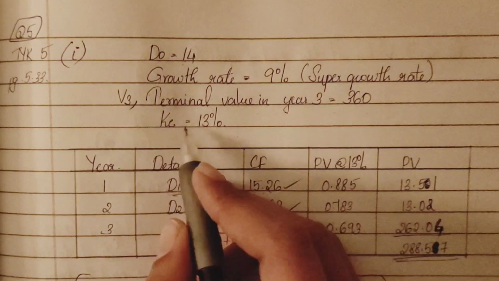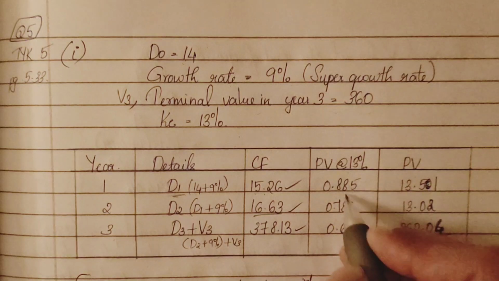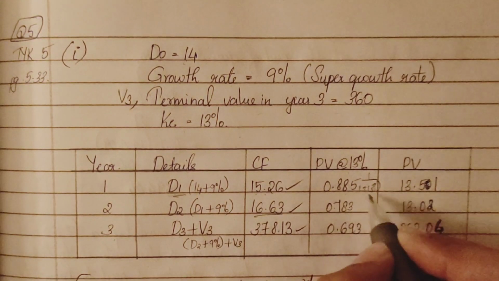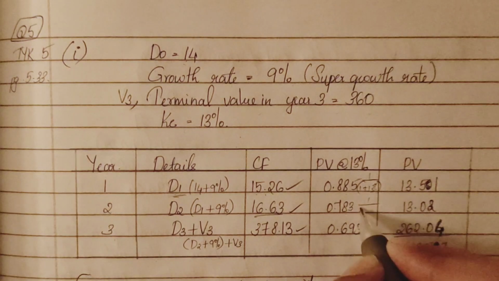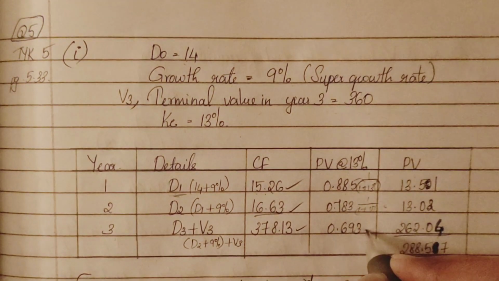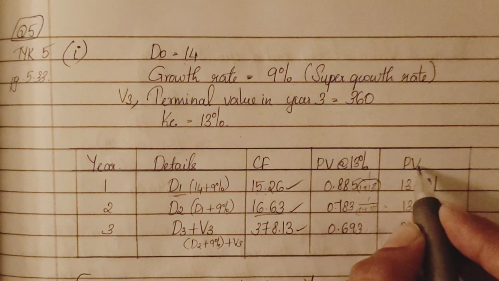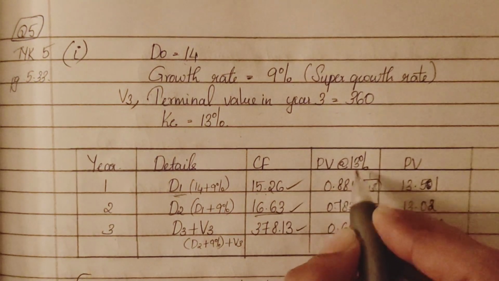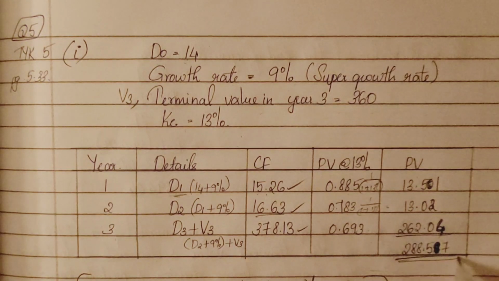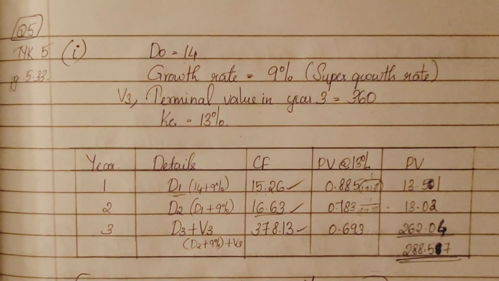So cost of equity is 13%. Let us find the factors for the first year, second year and third year. 1 divided by 1 plus 13% for the first year. For the second year it is 1 divided by 1 plus 13% whole square. Third year, whole raised to 3. And for present value, cash flow into present value factor at 13%. So the current market price at which you should buy the share is 288.57.